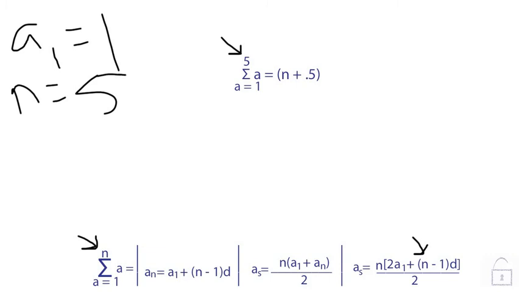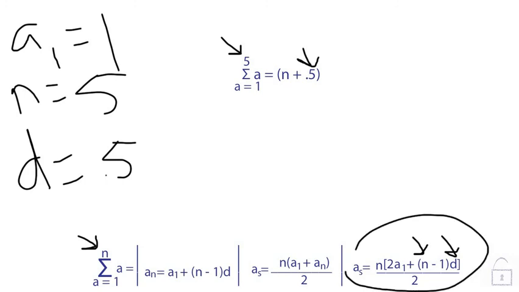Alright, so now we need our common difference. And where do you get your common difference? Well, your common difference is right there. Alright, because we have to add 0.5 to each previous number. I don't know if I said 0.5 previously, but I meant to. So 0.5 is our common difference. So d is equal to 0.5. Alright, so now we got everything we need, so we can just plug it into here.